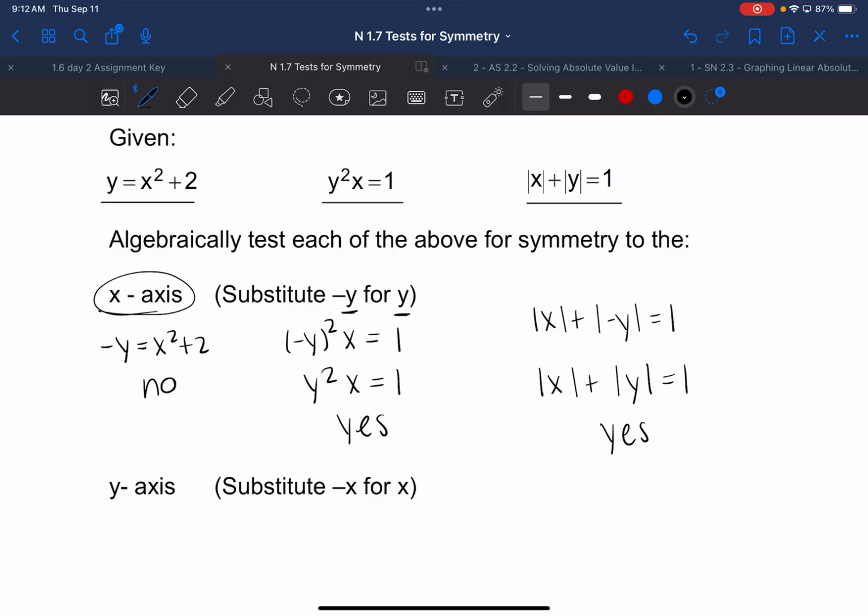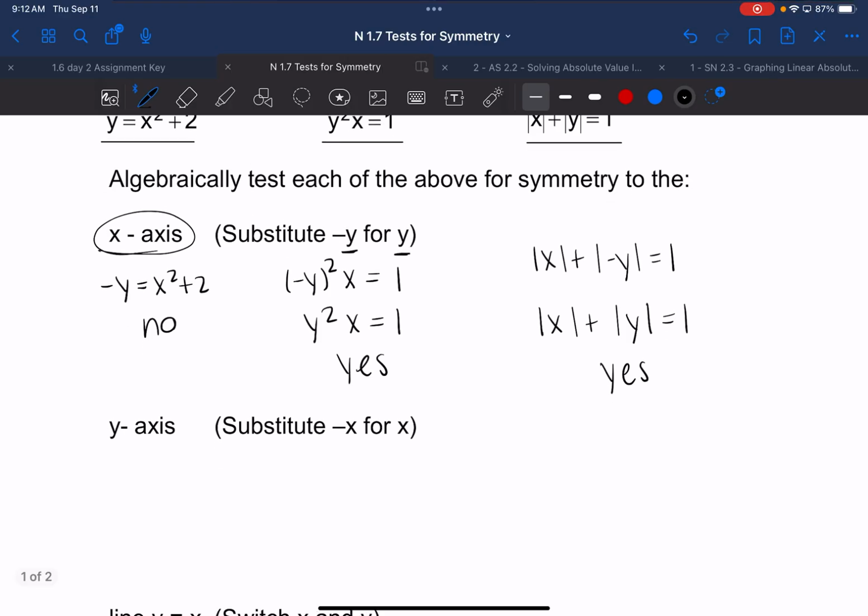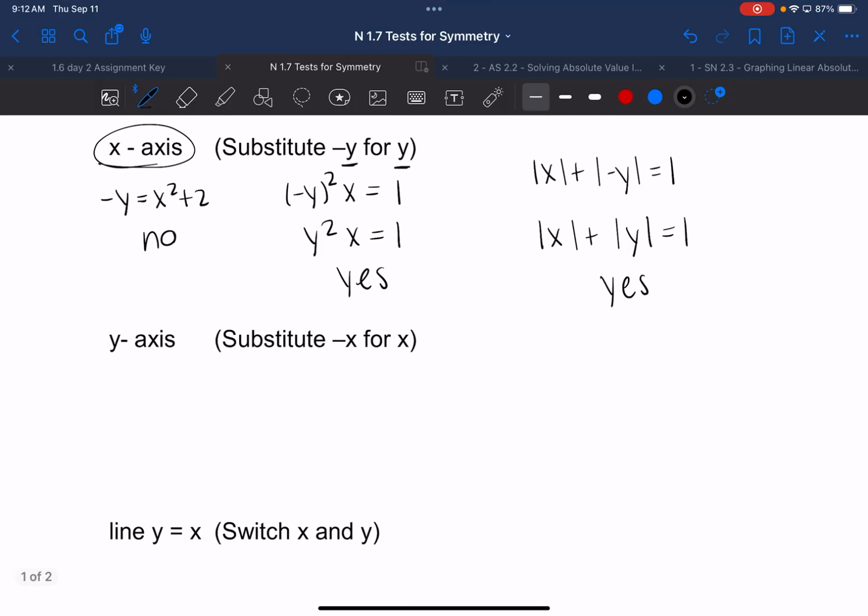Okay? So if you can make it look like the original, then the answer is yes. If you can't, then the answer is no. Okay, if you want to check for symmetry on the y-axis, we are going to sub out any x's for a negative x. Okay? So same process, just switching out the x's.